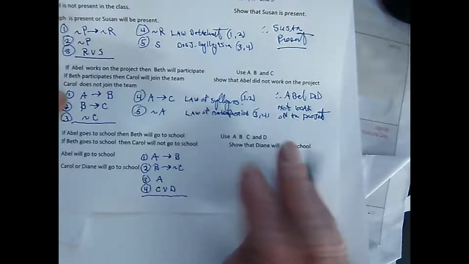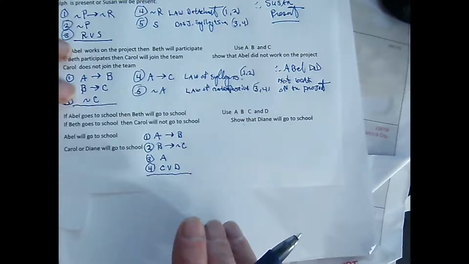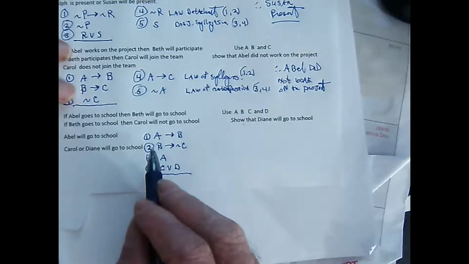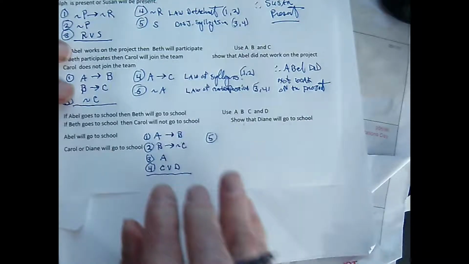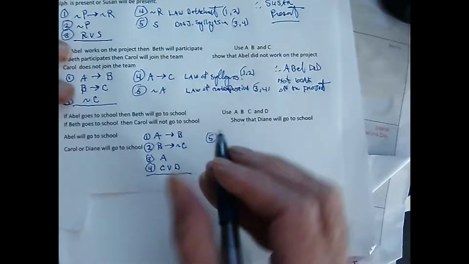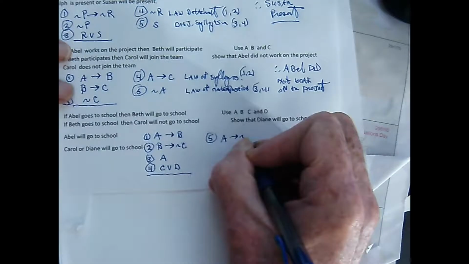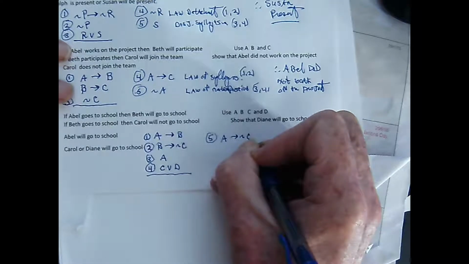Sorting through all these ideas, it appears to me that the first two could be put together using the law of syllogism. I'll call that statement 5. You're familiar with the law of syllogism? Look at it now if you aren't. If A gives me B and B gives me not C, then A gives me not C. We'll call that the law of syllogism.